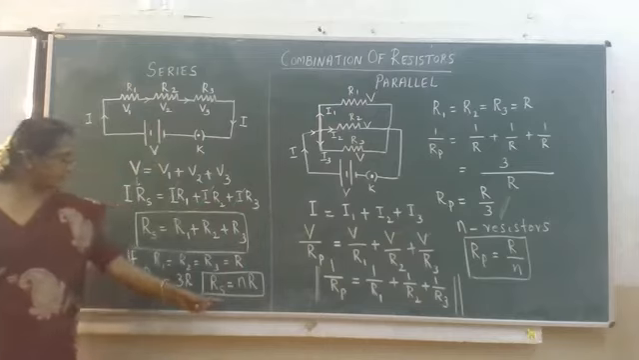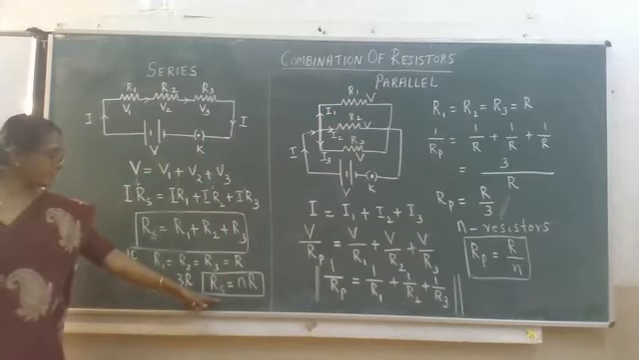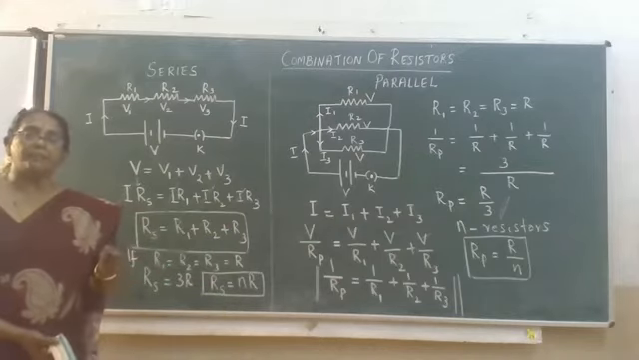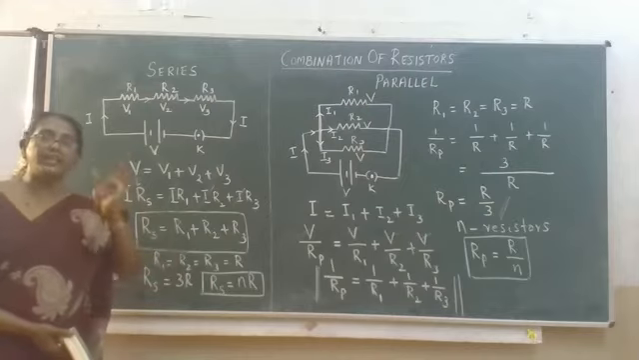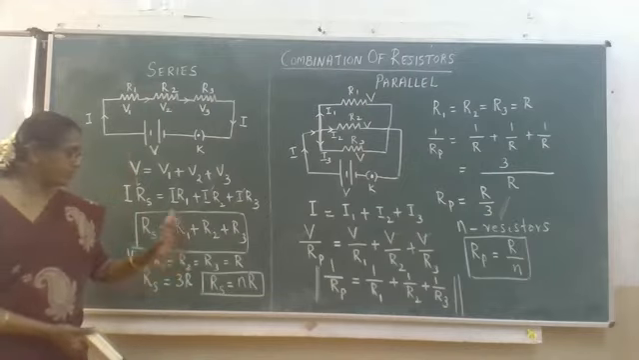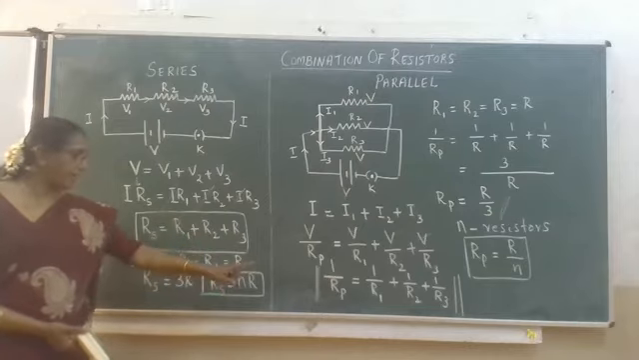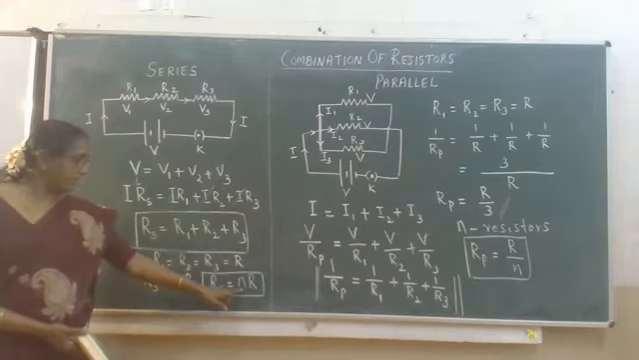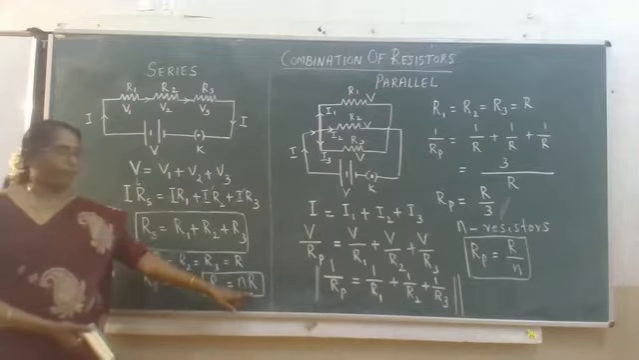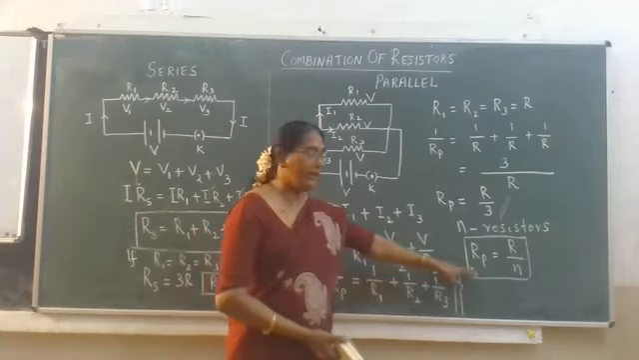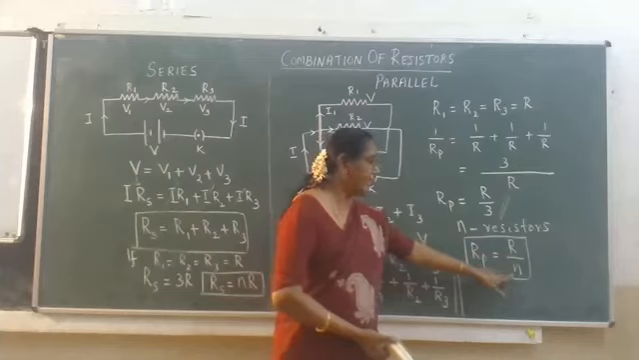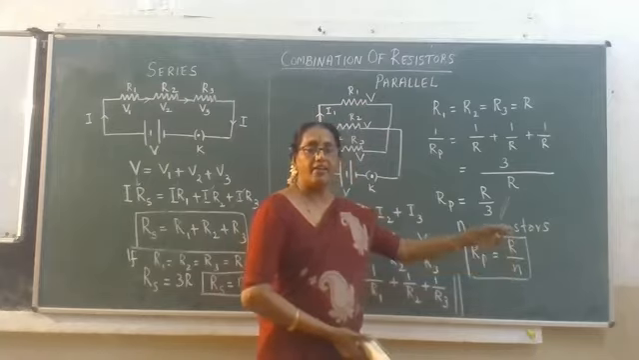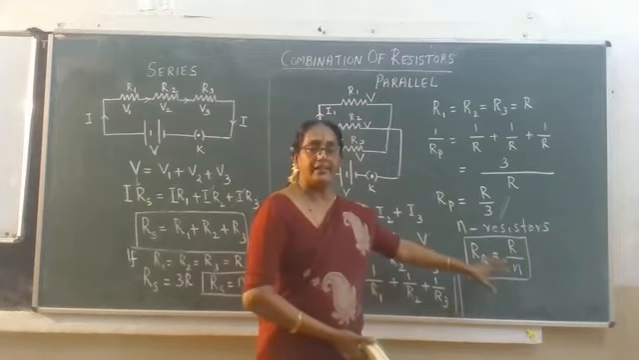So n number of resistors connected in series, the effective resistance is nR, whereas in parallel the effective resistance is R by n. Suppose you have 3 resistors of 5 ohm each, so the number is 3 and the resistance is 5. If they are connected in series, 3 into 5, you will get 15 ohm. If the same are connected in parallel, R is 5 and n is 3, so 5 by 3 is definitely 1 point something. So it is a lesser value.